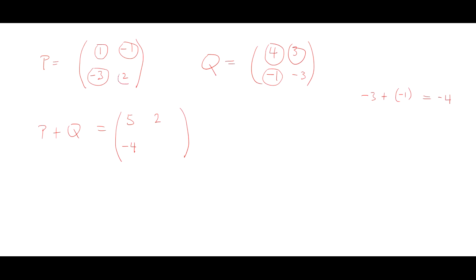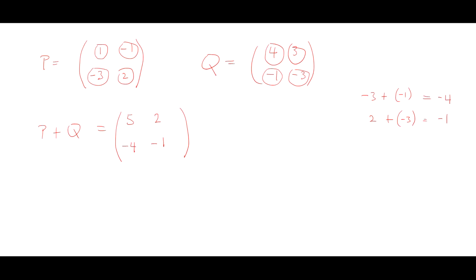And then the last term, 2 plus minus 3, so we're saying 2 plus minus 3, and this will give me minus 1, right? So this is how we add matrices.